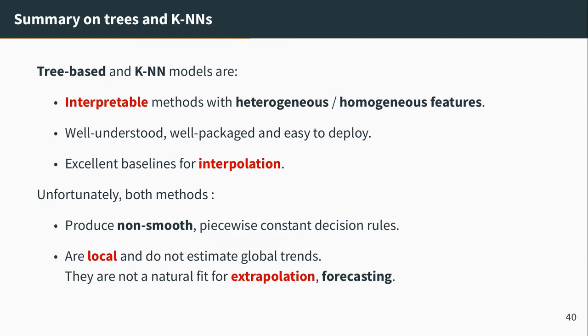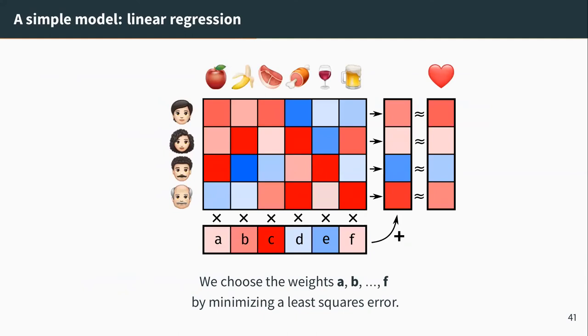So what is the natural way of doing forecasting? Well, the simplest thing is to do linear regression. We're going to make a short break in just 2 minutes. So just as a reminder about linear regression, you have your data set. Linear regression is just about choosing the weights, one scalar weight for every feature, that allow you to minimize a least square error when you just take a weighted combination of your features.